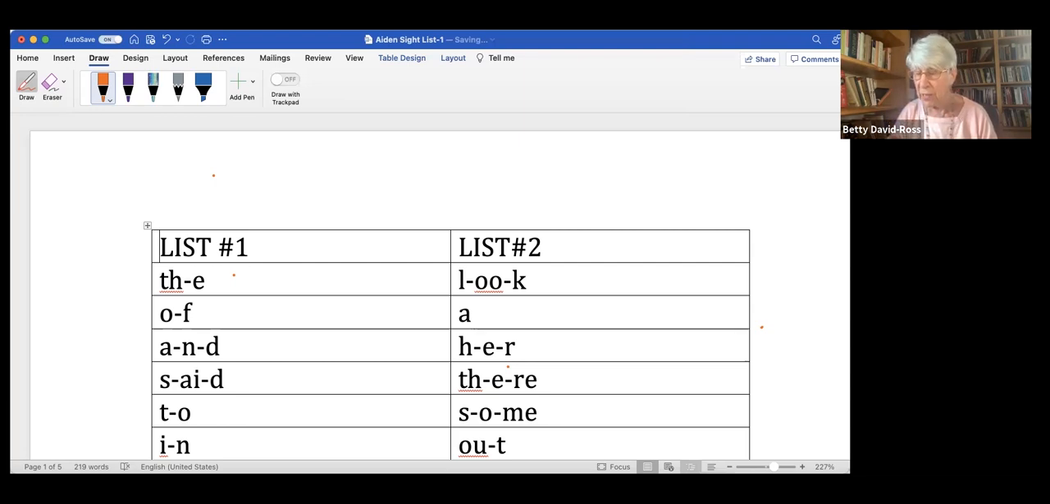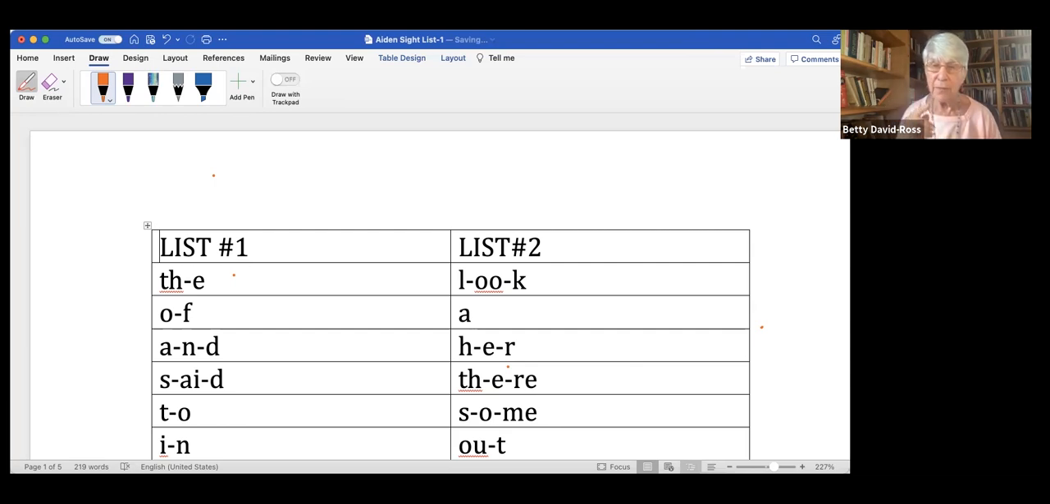Now, the first word is the. I've been using this process for years. Do you know how many times I've analyzed the word the? Oh my gosh. Okay, so, but I am not going to do it, but I'm going to model using my senses.